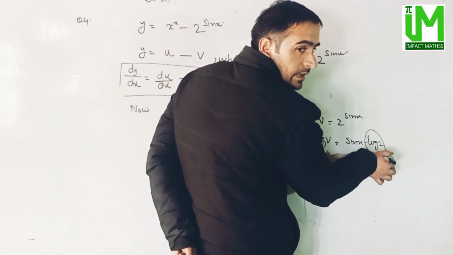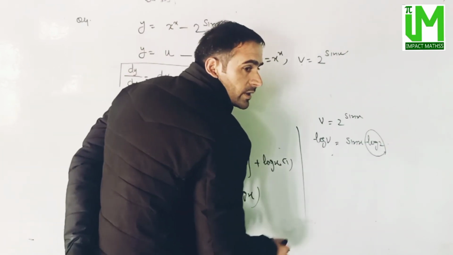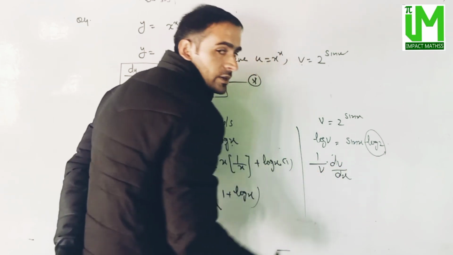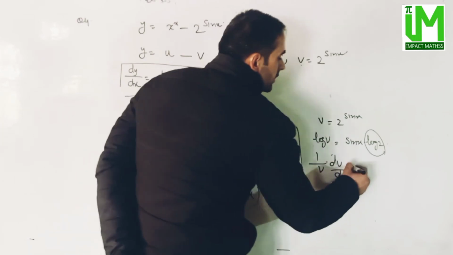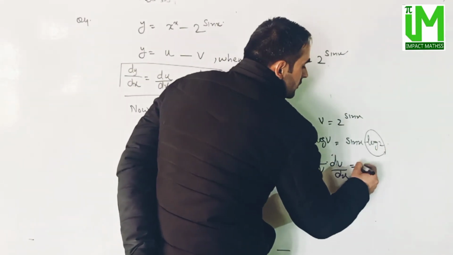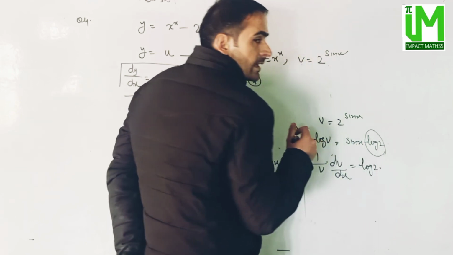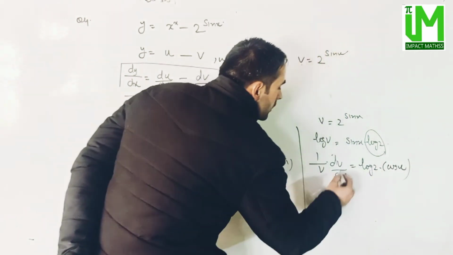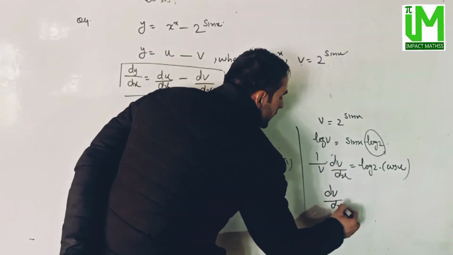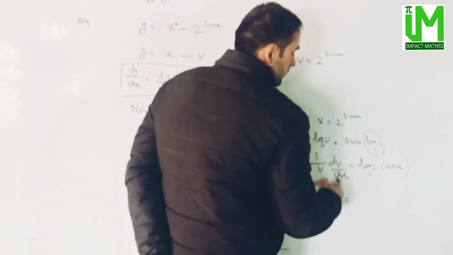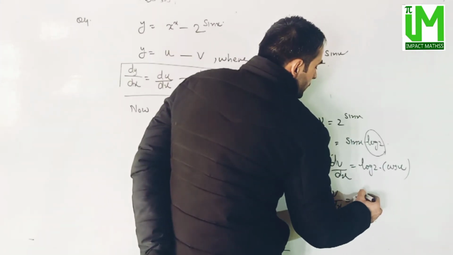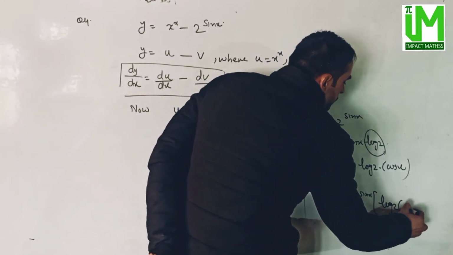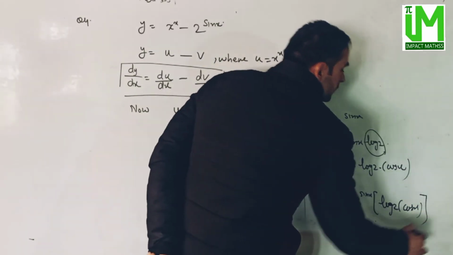So log v's differentiation is 1 divided by v into dv by dx, which is equal to log 2, being a constant, into sin x's differentiation, which is cos x. So it will be log 2 into cos x. And what is the value of dv by dx? dv by dx is v times this. And what is the value of v? 2 raised to power sin x. So dv by dx is 2 raised to power sin x into log 2 into cos of x.